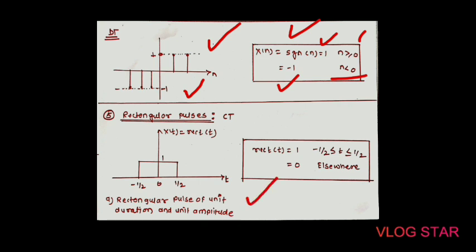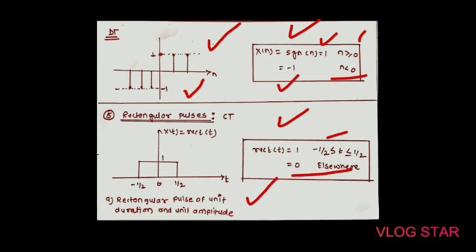The unit rectangular pulse is centered about the y-axis, that is about t equal to 0, and it is represented mathematically as rect of t equal to 1, and the value of t will exist from minus 1 by 2 to plus 1 by 2. Elsewhere the value of rect of t is equal to 0.